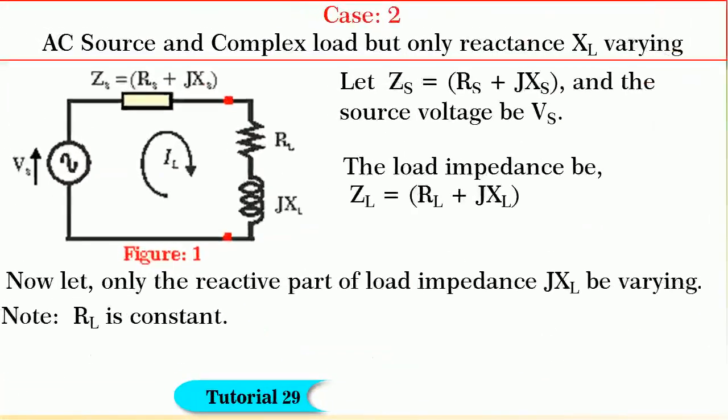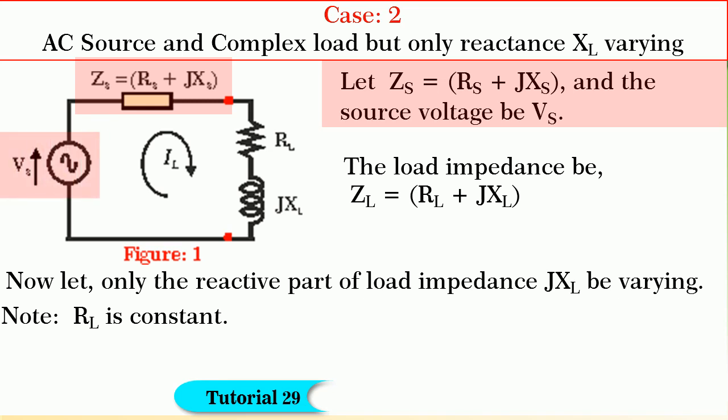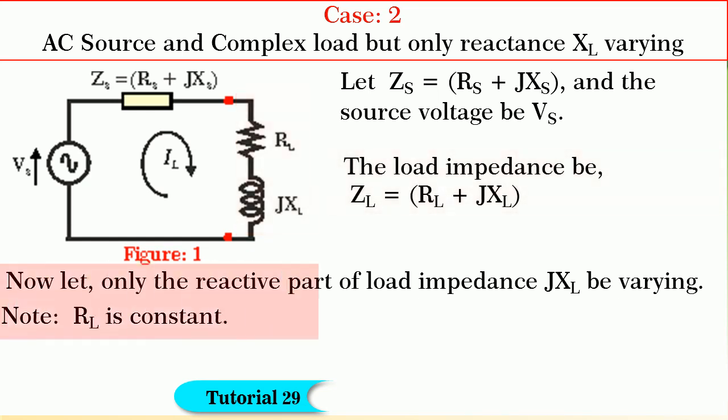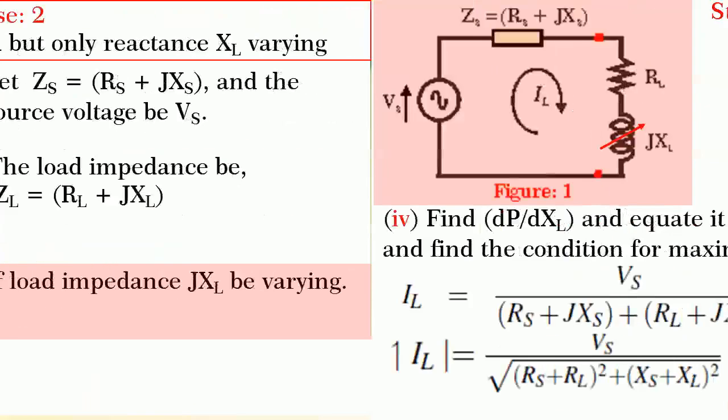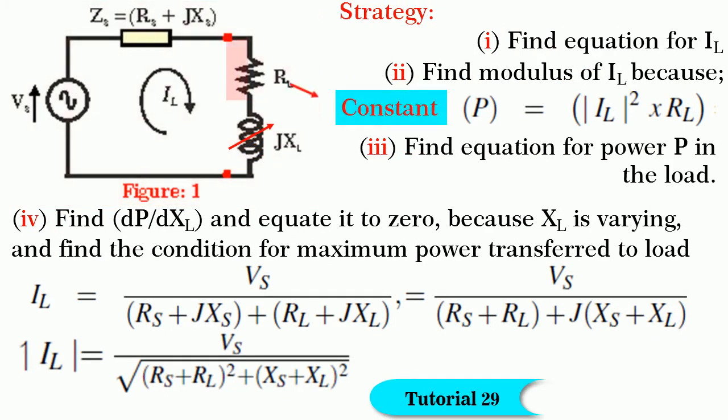Friends, now let us take case 2 wherein only the XL part of the load is varying. As usual, let Zs is equal to Rs plus jXs and source voltage be Vs and load impedance be ZL is equal to RL plus jXL as shown in figure. Now, consider the case when only the jXL component is varying as shown in figure. Note, in this case RL will remain constant.